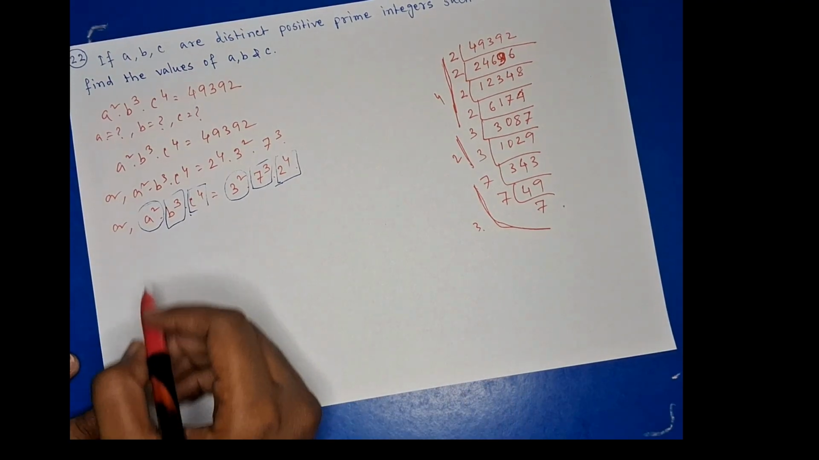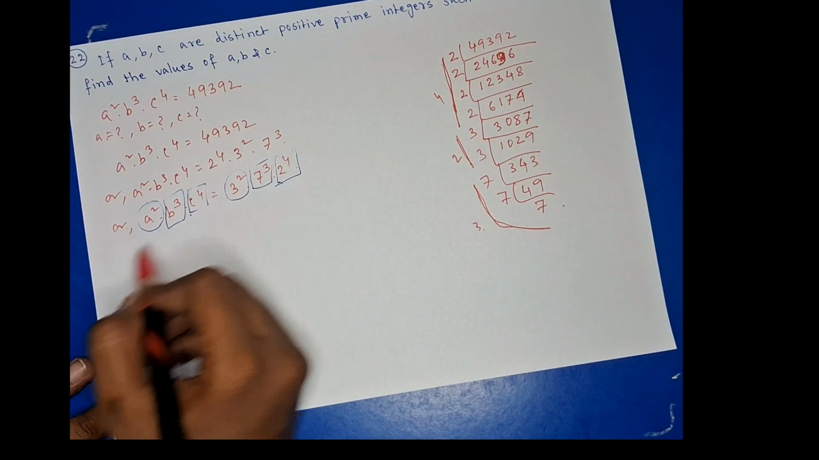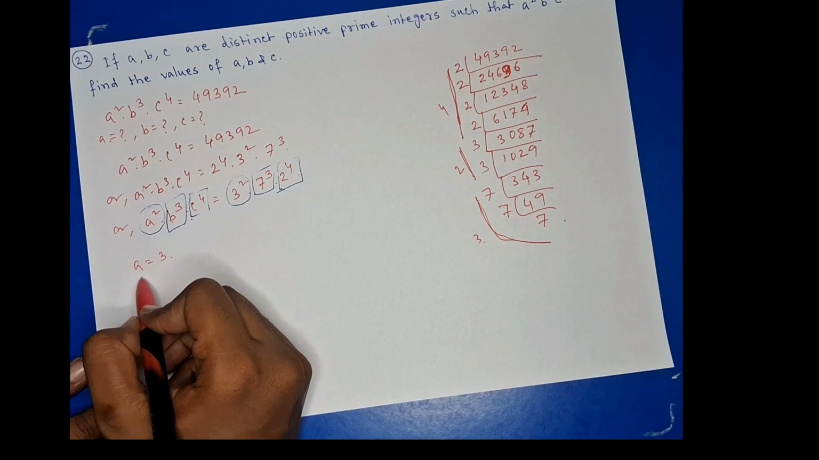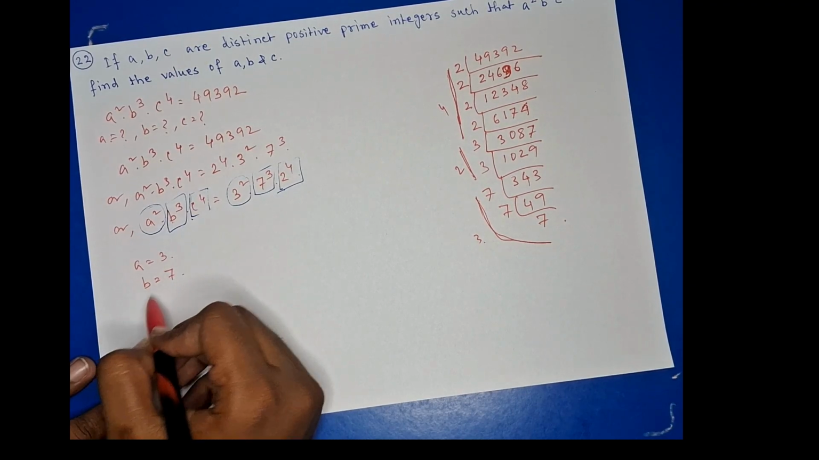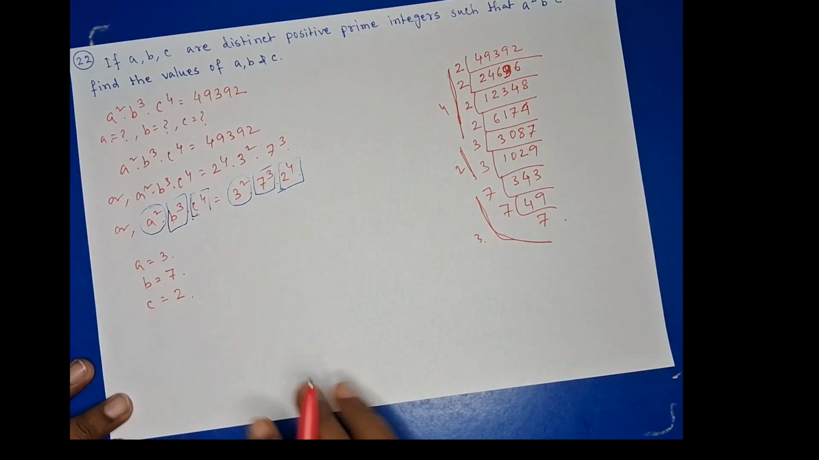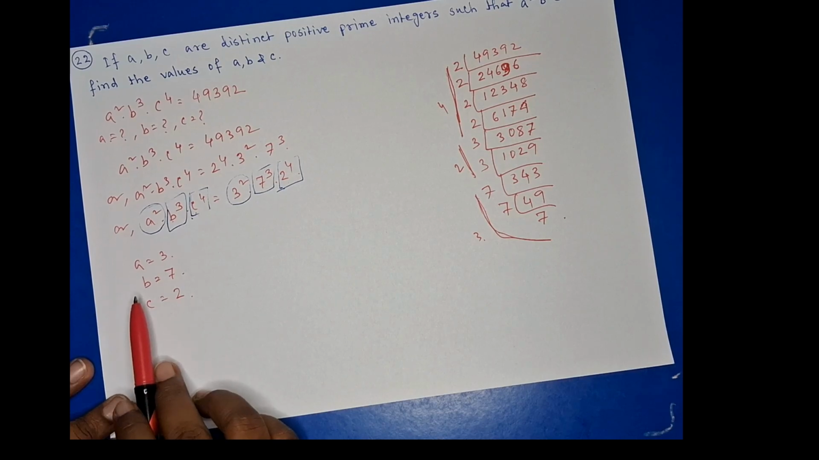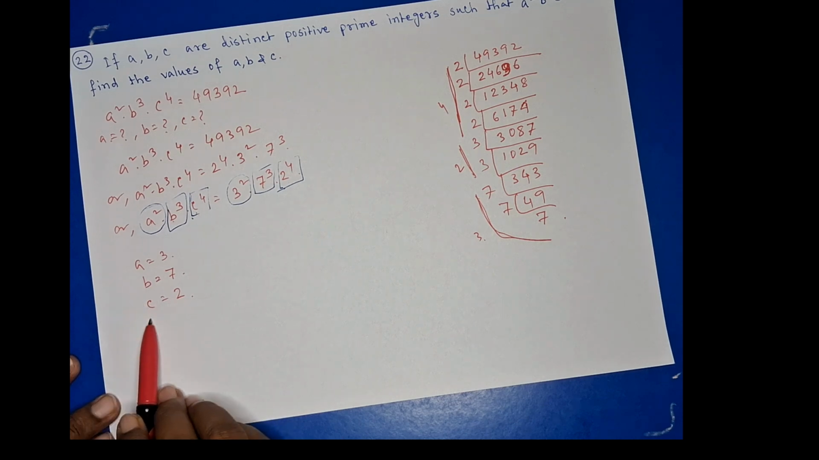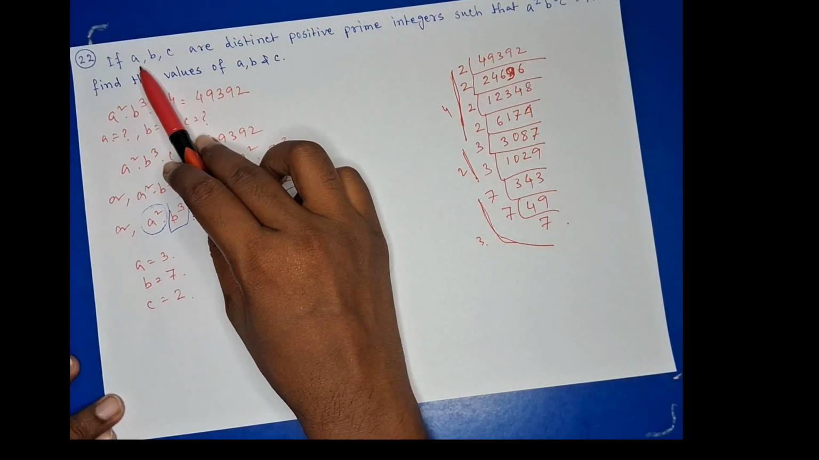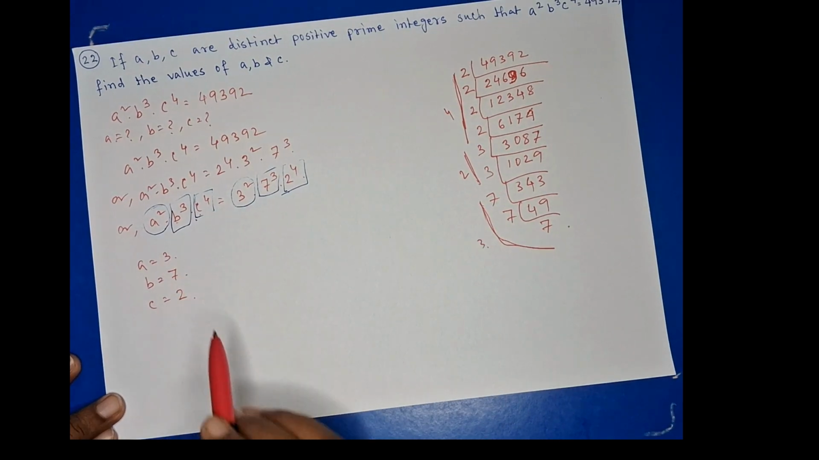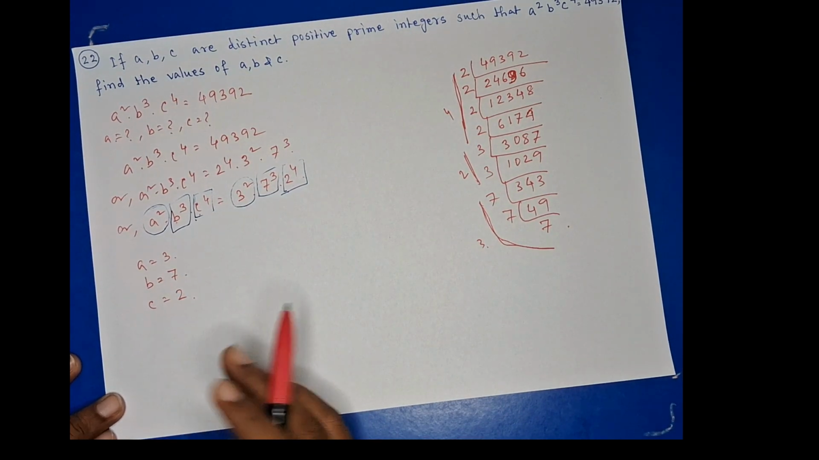Then what we will get, this a square is equal to 3 square, that means a is equal to 3, this b cube is equal to 7 cube, that means b is equal to 7, and c to the power 4 is equal to 2 to the power 4, that means c is equal to 2. A is equal to 3, b is equal to 7, and c is equal to 2. And all these a, b, c are prime numbers. Initially it has been written that a, b, c are distinct positive prime integers, and these are distinct positive prime integers. Okay, so we have got the answer.